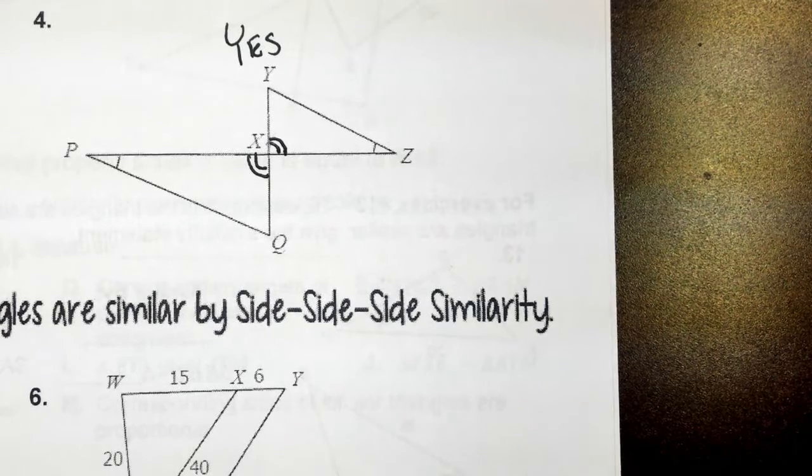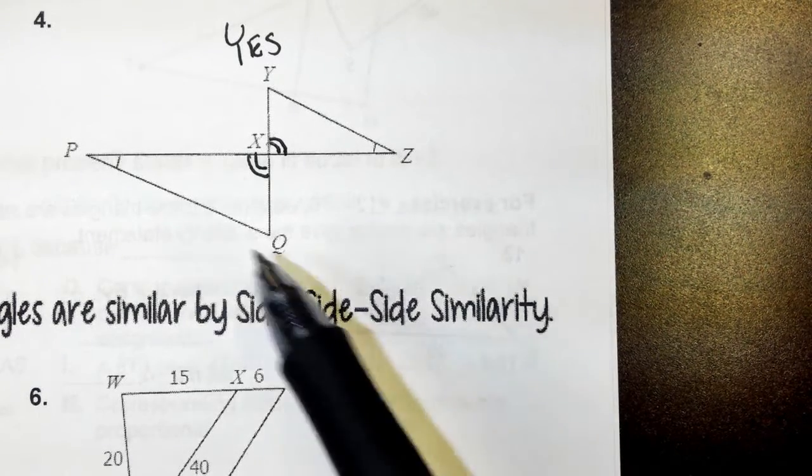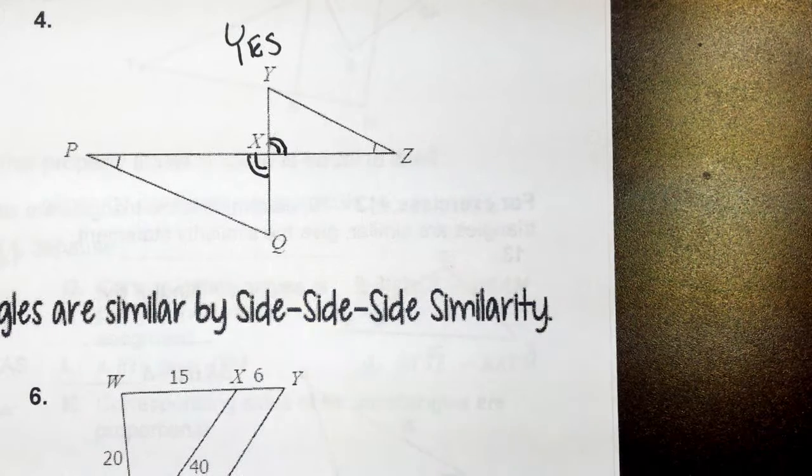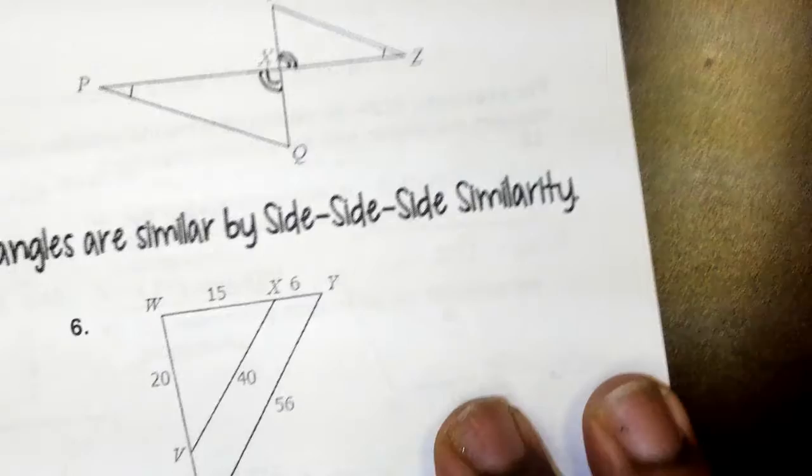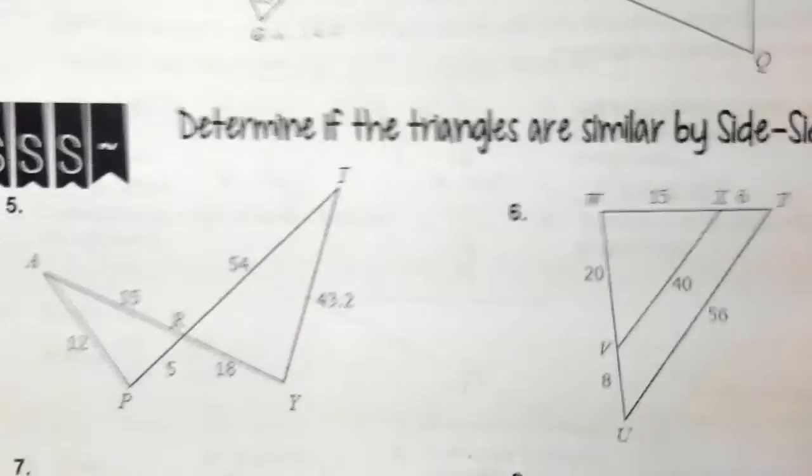Like I said, on the first one they told you the lines were parallel. On this one they gave you that these two angles were congruent. So that's why we were able to do it. Alright, sliding on. So that's angle-angle similarity.